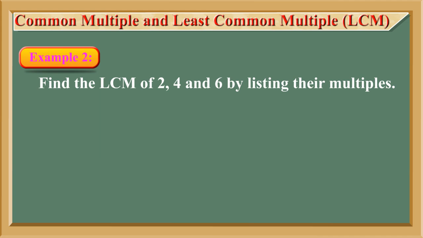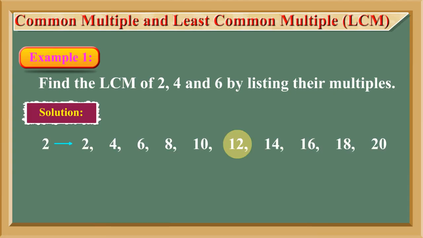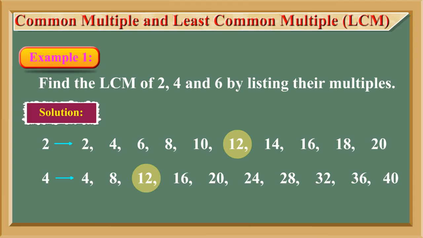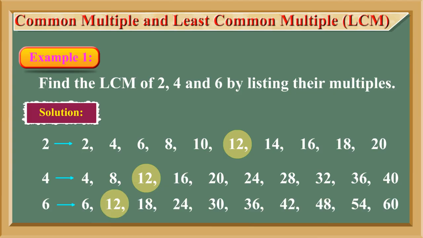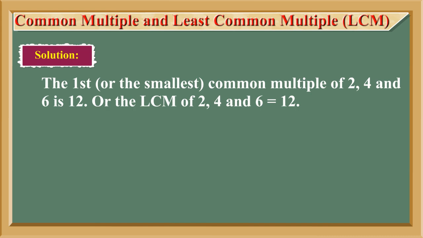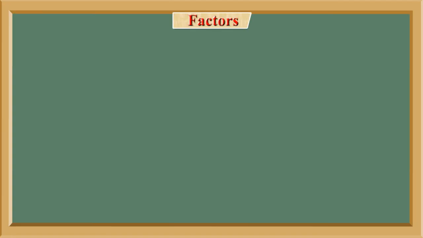Example 2. Find the LCM of 2, 4 and 6 by listing their multiples. Solution: 2, 4, 6, 8, 10, 12, 14, 16, 18, 20. For 4, 4, 8, 12, 16, 20, 24, 28, 32, 36, 40. For 6, 6, 12, 18, 24, 30, 36, 42, 48, 54, 60. The first or the smallest common multiple of 2, 4 and 6 is 12, or the LCM of 2, 4 and 6 is 12.